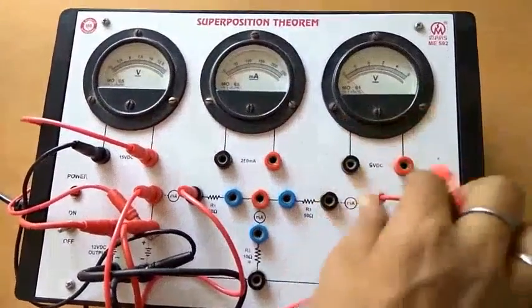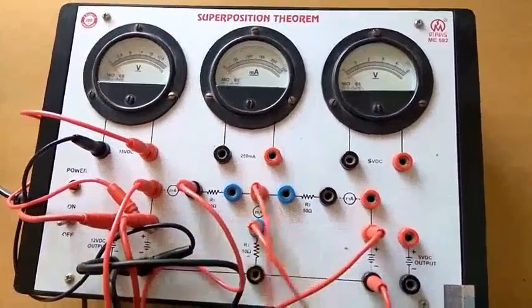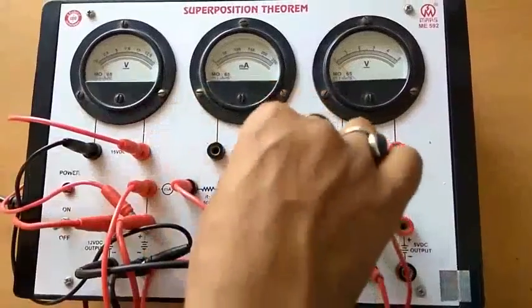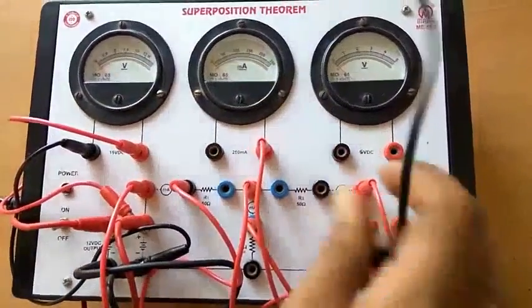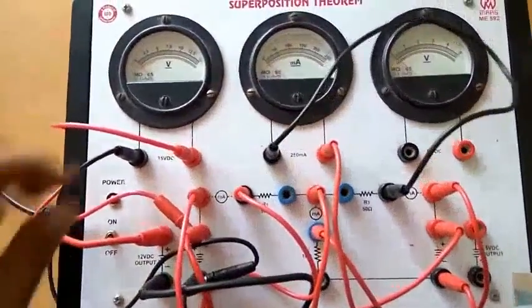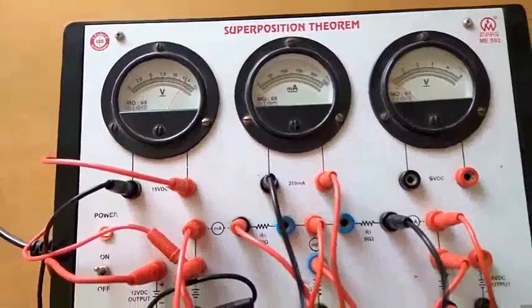Now we try to find the current through the R3 branch. So we connect the ammeter across the R3 branch and we see the result, the current through the R3 branch.